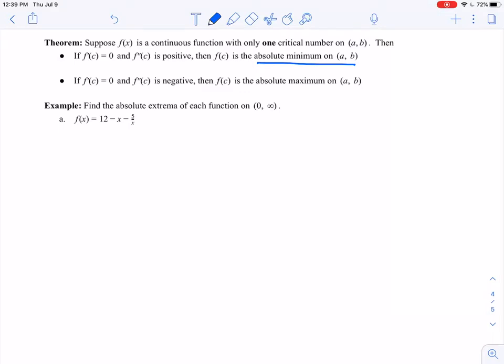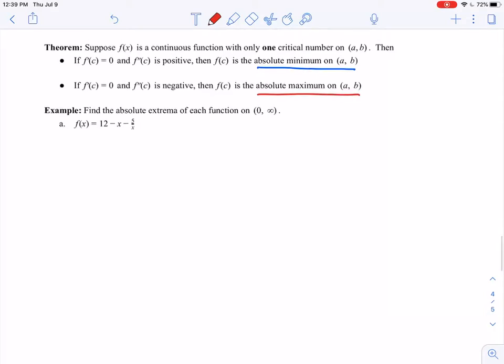And then of course, if we switch some things around here again, we're still working with the horizontal tangent line. The first derivative is 0, and f double prime of c is negative. That's saying our graph is concave down. Then f of c is the absolute maximum on AB. It's no longer just a local maximum, it's an absolute maximum. And the only reason that we can draw that conclusion is because we have only one critical number.